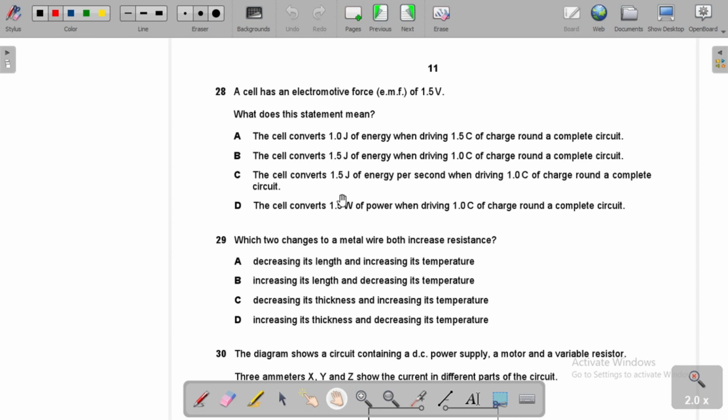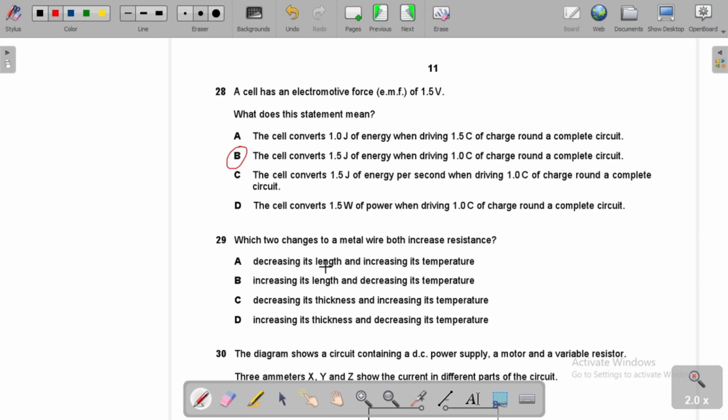A cell converts 1 joule of energy when driving 1.5 coulomb of charge around a circuit. No. The cell converts 1.5 joule of energy when driving 1 coulomb of charge around the circuit. This is the correct one because it is the energy per unit charge, so 1 coulomb of charge.